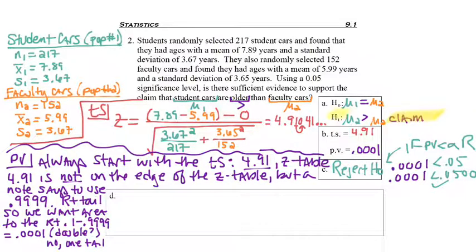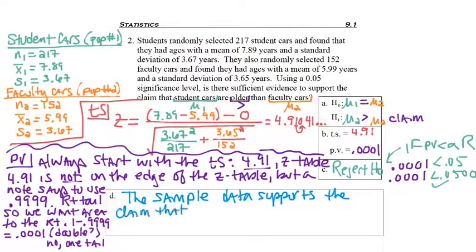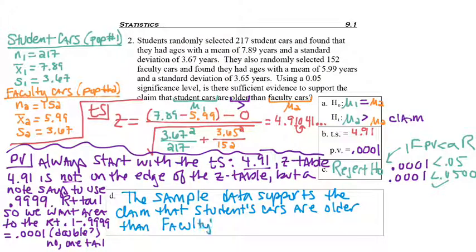So my claim is H1, I reject H naught, and my conclusion statement starts, the sample data supports the claim that, and as I reread it, it says, is there sufficient evidence to support the claim that student cars are older than faculty cars? So the sample data supports the claim that students' cars are older than faculty's cars. I guess that should be IES, I don't know.